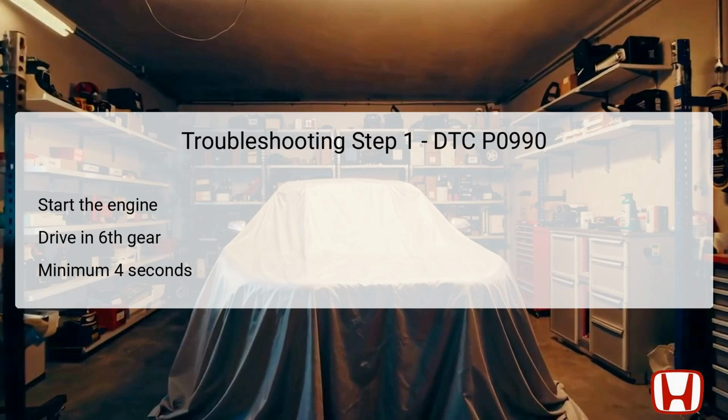The first step in troubleshooting DTC P0990 involves starting the engine and then driving the vehicle in 6th gear for a minimum of 4 seconds.